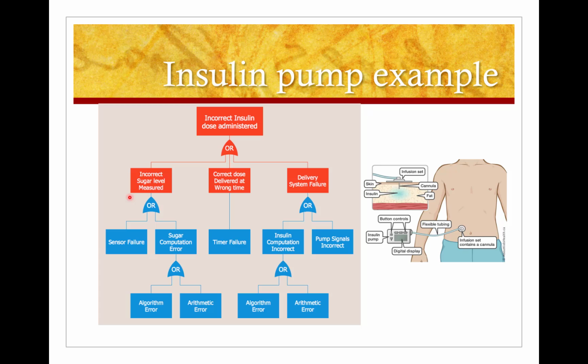Well, each of those events, incorrect sugar level measurement, it turns out that could occur if we had a sensor failure or if we computed incorrectly. And we could compute incorrectly if we had an arithmetic error somewhere or an algorithm error. The equation that we used was incorrect. So you propagate these base level events up through the higher level events all the way to failure of the thing you're most concerned about. And you connect them with logic gates that appropriately relate the lower level events to the higher level event.